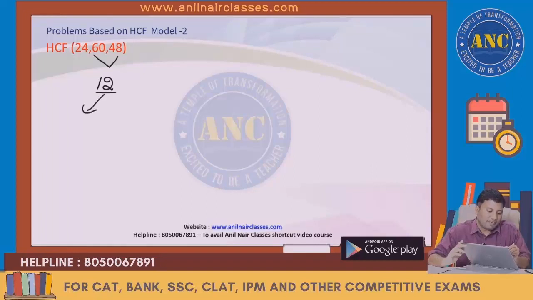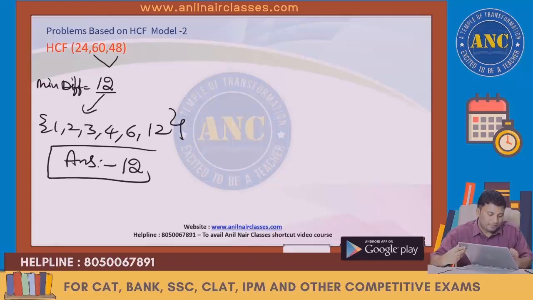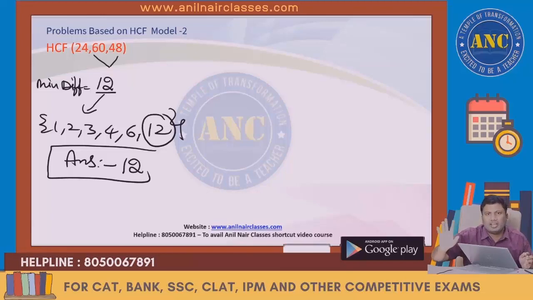So, what are the factors of 12? Factors of 12 are 1, 2, 3, 4, 6 and 12. 12 2s are, 12 5s are, 12 4s are. Answer is highest is 12. I hope the idea is clear.